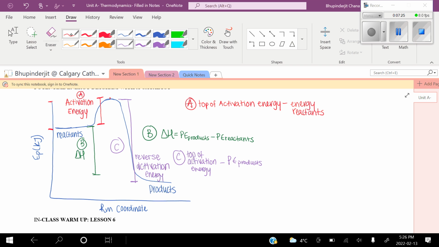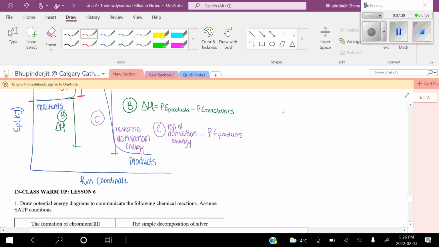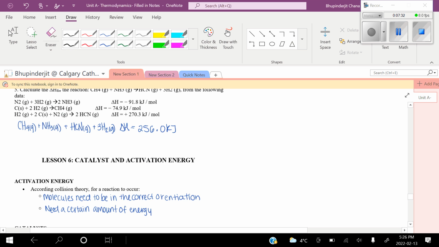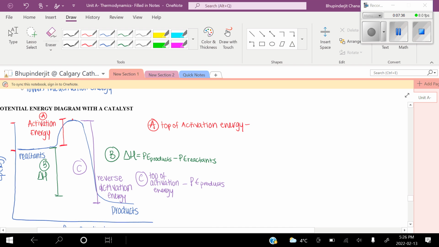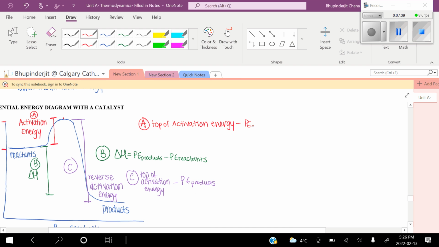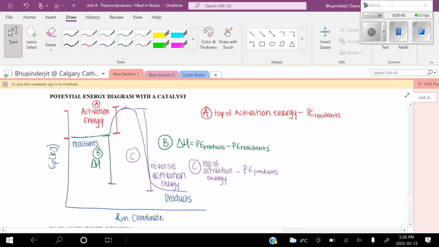I'm just going to change this one too. My computer does not like me today. Potential energy of your reactants. Okay, so I'm going to leave that there, and the activity I've planned for you in your practice is I'm going to give you some values here on the side, and your job is going to be to calculate A, B, and C.